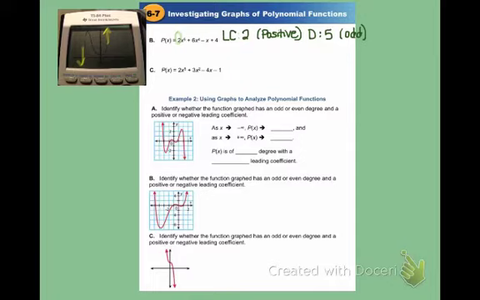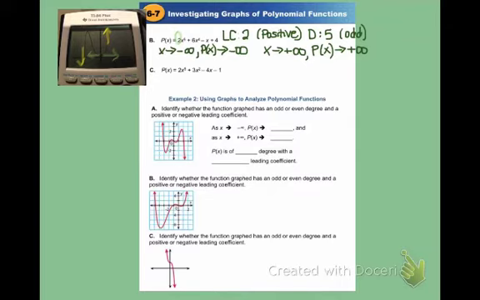And then I could also look at the opposite direction, going towards the positive direction, then I could say that as x is approaching positive infinity, then the function p of x is approaching positive infinity. And that's because it's going up over there to the right. And so it again fits that pattern that the ends are going in opposite directions.